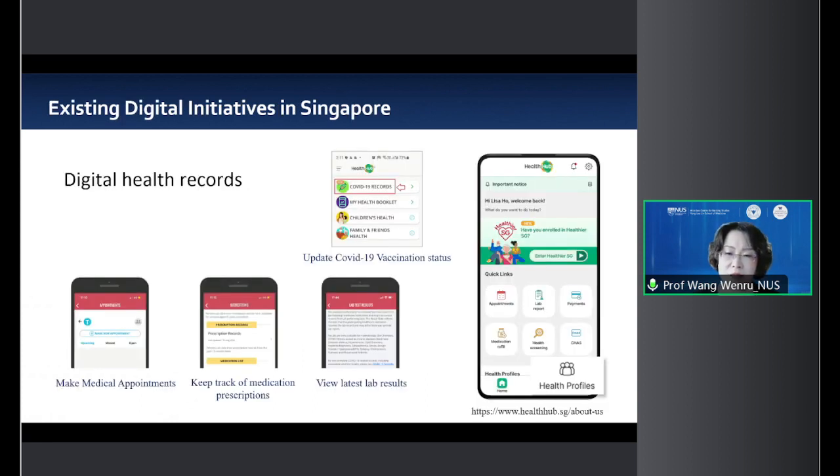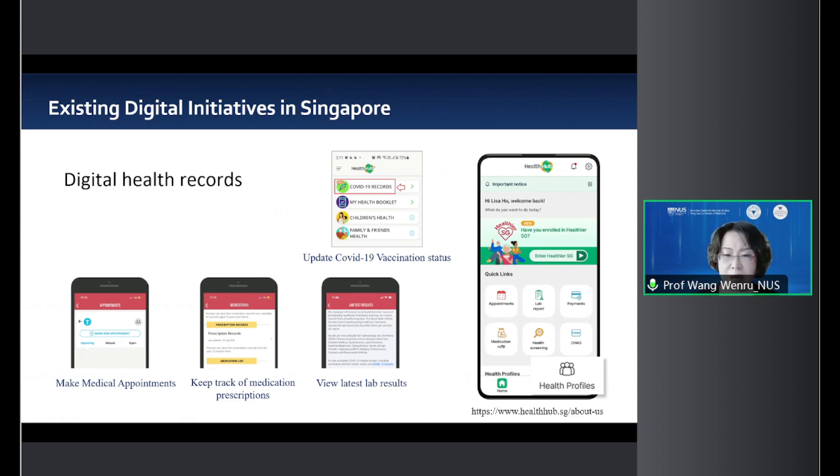In the next few slides, I will share with you a few nationwide digital health initiatives implemented in Singapore. In this slide, you can see in Singapore, almost everybody has a mobile app installed on their mobile phones.